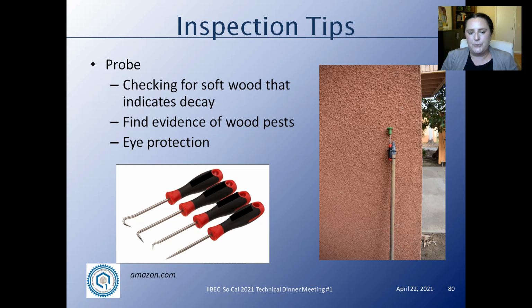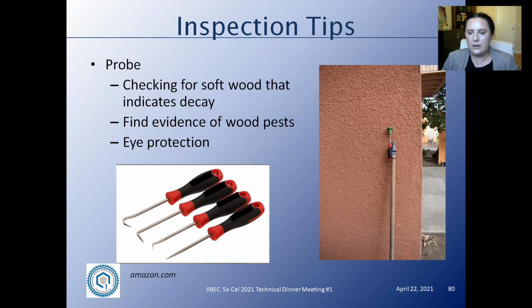Probing uses a sharp tool like shown down here. You can also use something like a flathead screwdriver, even sometimes a pen or keys if you're really desperate. What it is for is to check for soft wood that indicates decay. It's also a good way to find evidence of wood pest, because a lot of times when I probe that wavy paint, you have wood pest waste that comes out and you can easily indicate that there's some wood pest infestation.